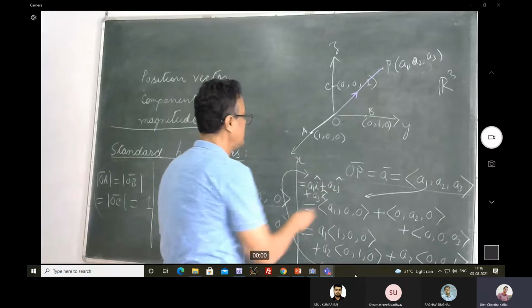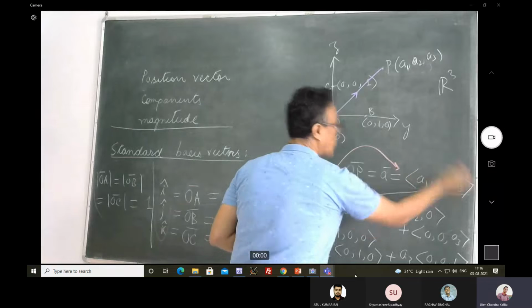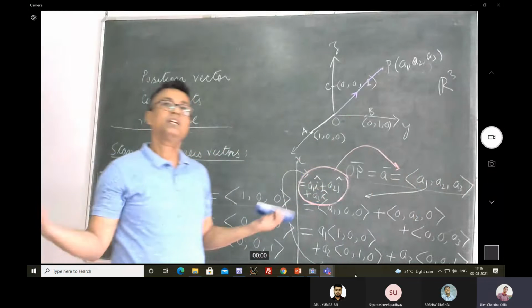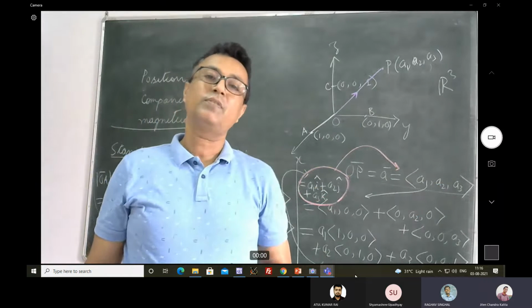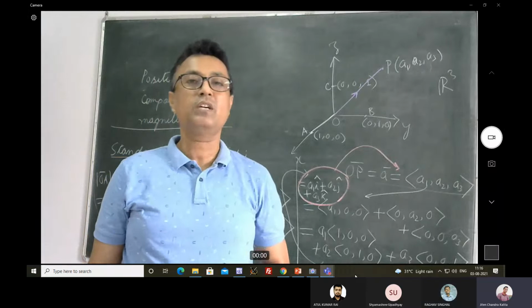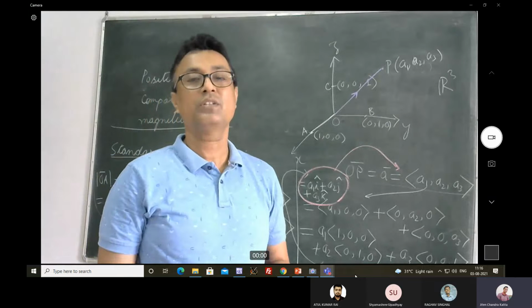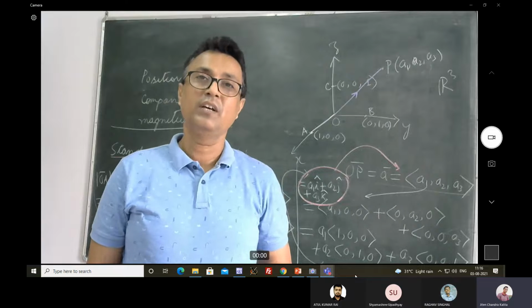Okay, fine. So you have seen that any vector with known components can be expressed as this. Likewise, if you take any point in XYZ space and join that point with the origin, in other words you are trying to find the position vector of that point, right?